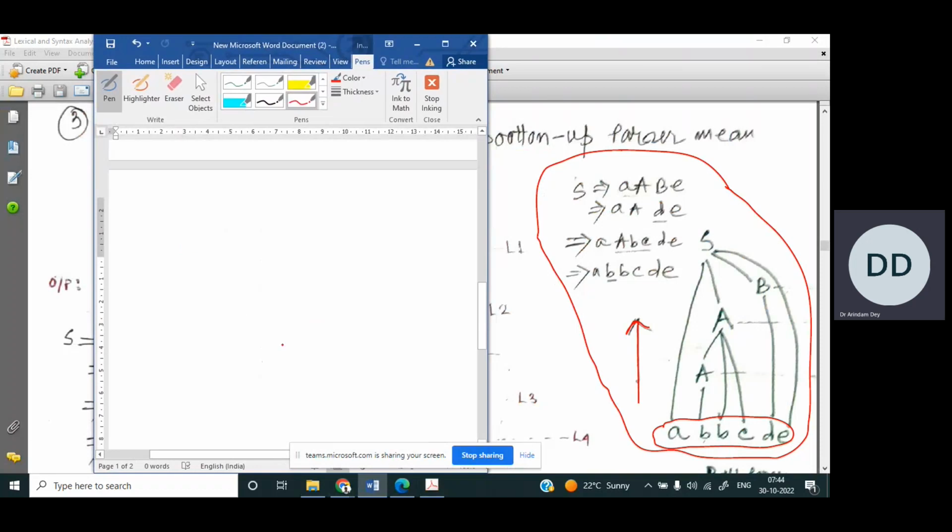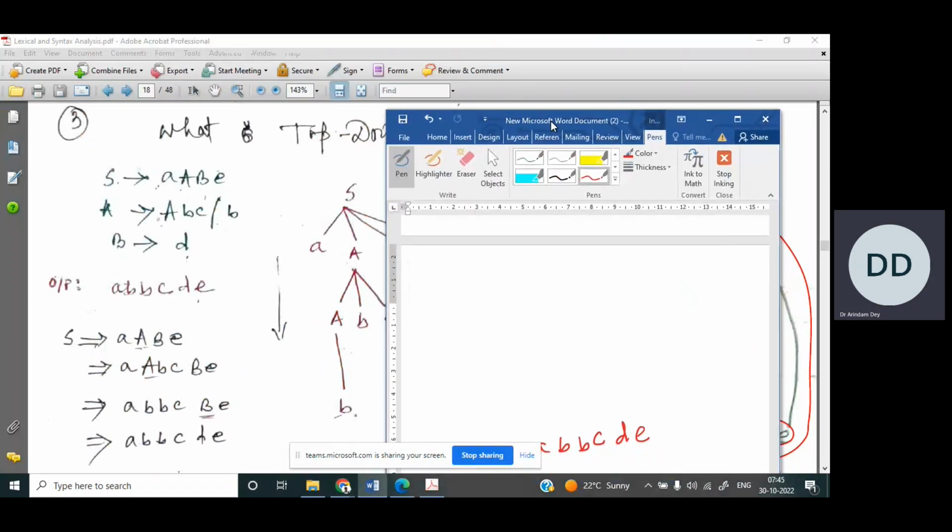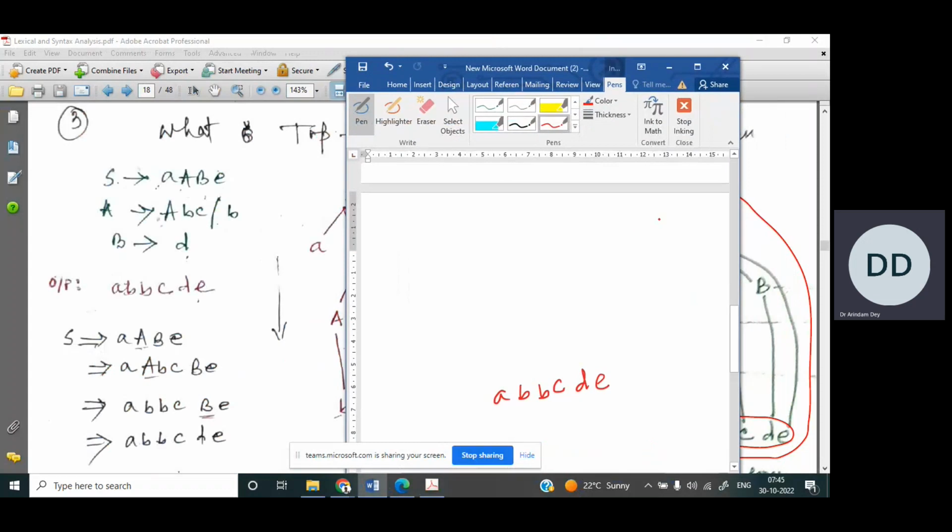Here I am writing. The string was A, B, B, C, D, and E. Correct? Now I have to approach in bottom-up manner, right? And the production rules, what were the production rules? Let me write the same production rules over here. S to small a, capital A, B, and E. Capital A to capital A, B, and C, or B. And capital B to D. These are the productions that we had initially.